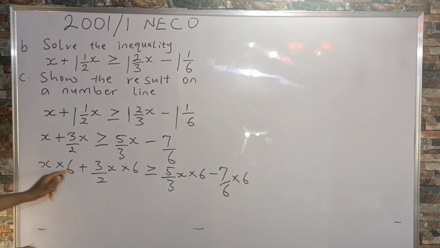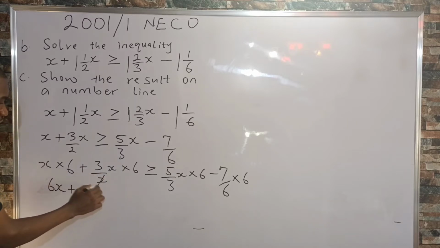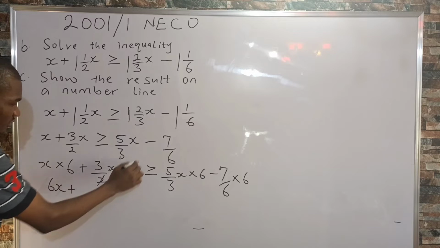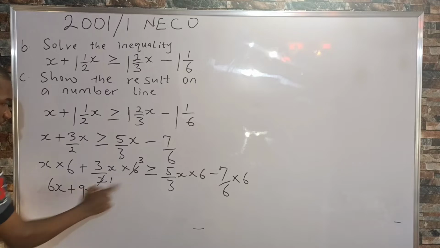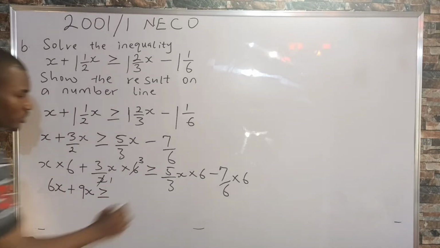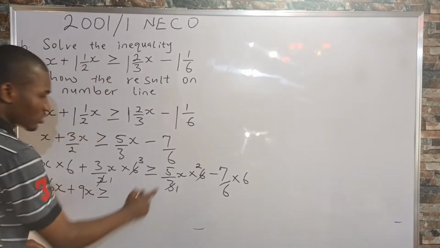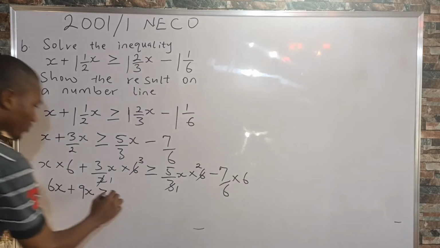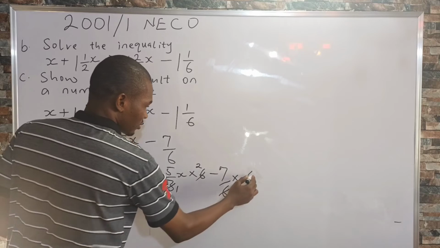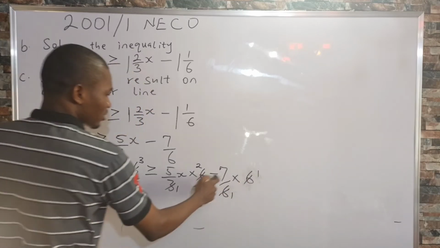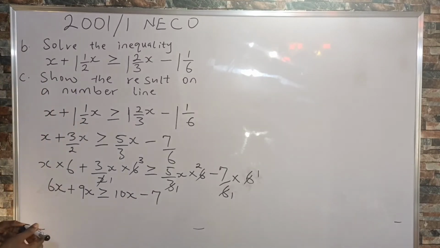Such that x multiplied by 6 gives 6x, plus 2 divided by itself is 1, and 2 divided into 6 is 3, and 3 multiplied by 3x is 9x. And that is greater than or equal to 3 cancels itself to 1, and 3 divided into 6 is 2, such that 5x multiplied by 2 gives 10x. Then 6 divided by 6 is 1, and 6 divided by 6 is 1, and negative 7 multiplied by 1 is still negative 7. And that is very simple to do.